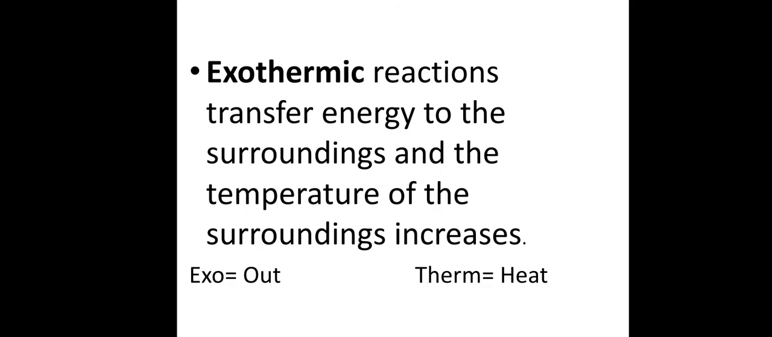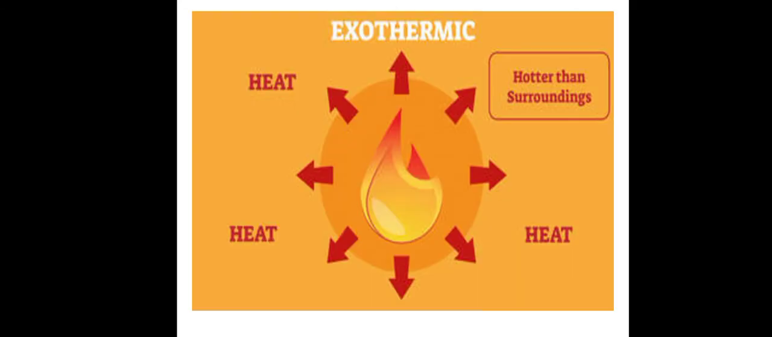Next is exothermic reactions. They transfer energy to the surroundings and the temperature of the surroundings increases. Now what happened in an exothermic reaction? Exo means out, therm is heat. So heat is given out. It is transferring the heat energy to the surroundings. It is going out into the surroundings, and because of this the temperature increased. The temperature of the surroundings increased.